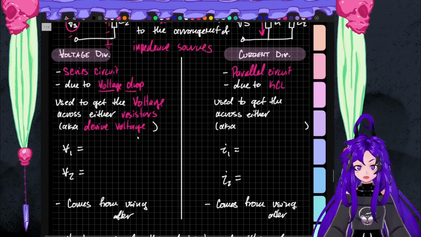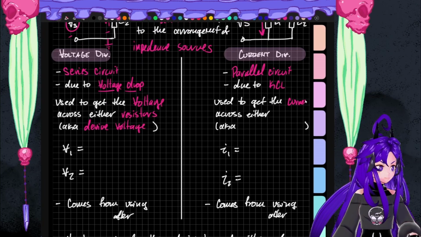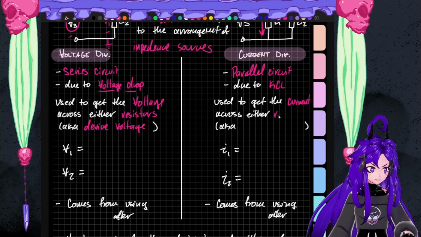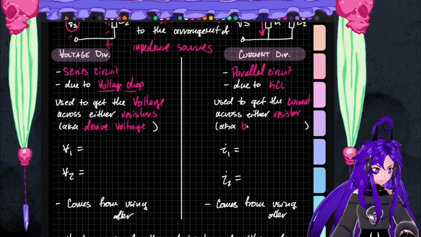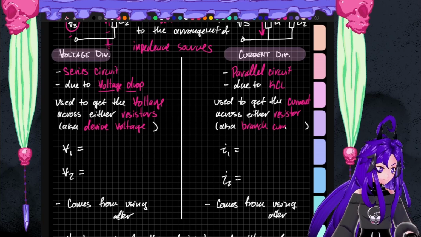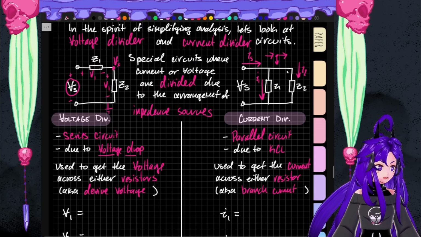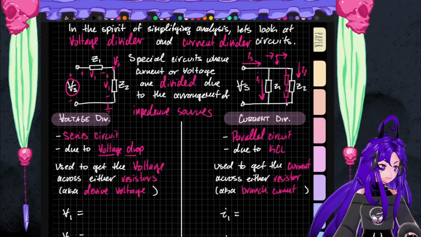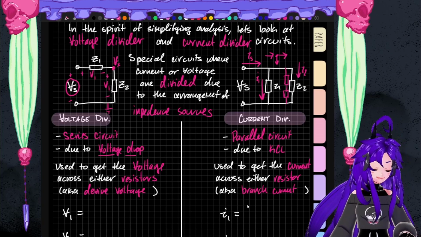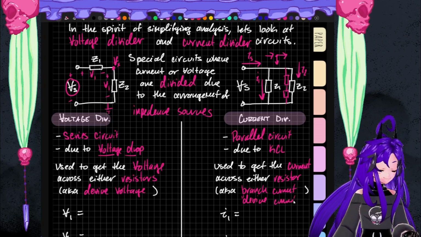Versus in parallel, or in current divider, we are getting the current across either resistor. This is called the branch current, or the device current, but it is specifically looking at the branches. If you had multiple resistors here, it would not be this. Well, I guess technically it would be, because current is the same in parallel. So it's effectively the same to say branch current or device current.